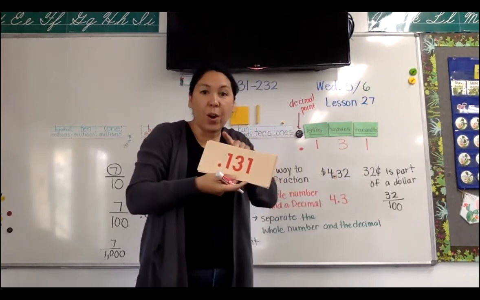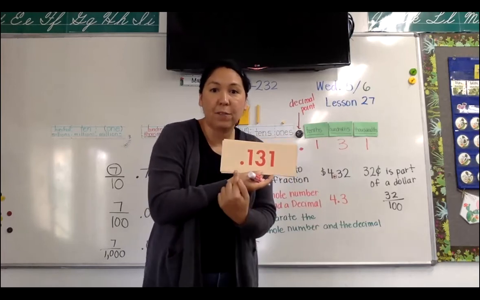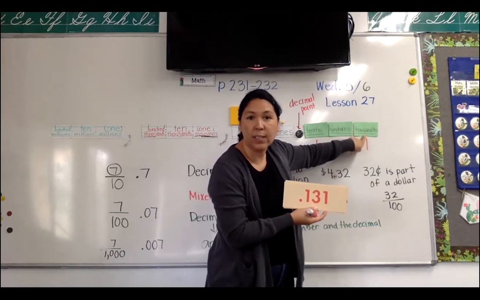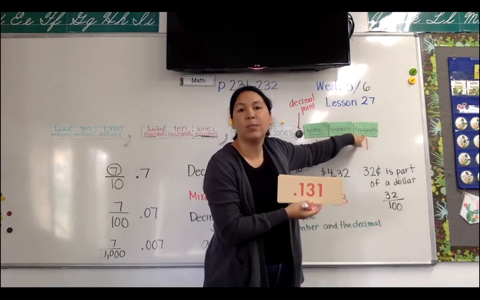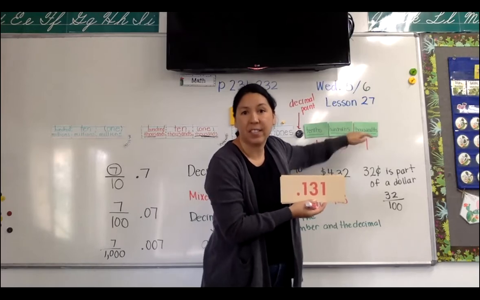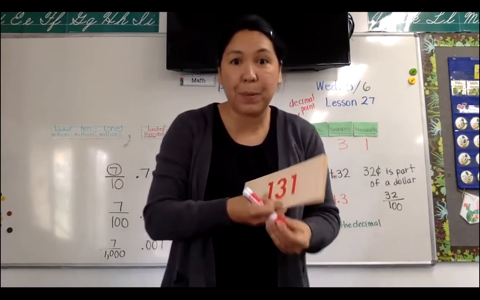Okay, when there are three numbers after a decimal point, we're gonna say the last word. What does this word say? Thousandths. Everyone say it after me. Thousandths, because it's cut into 1,000 pieces.